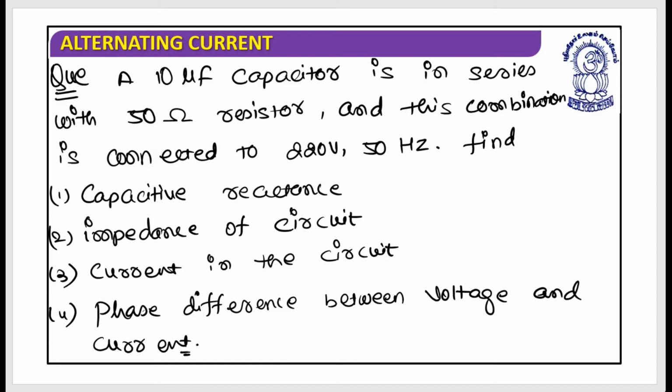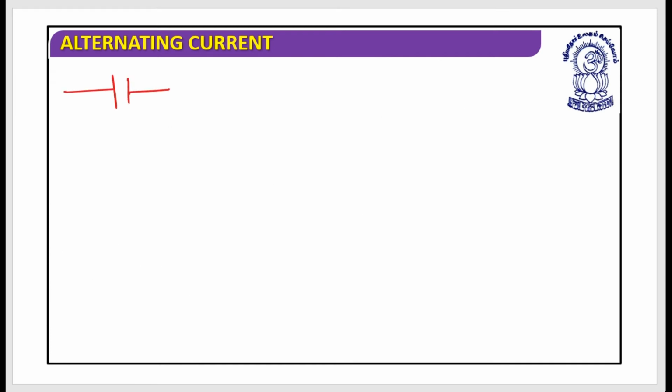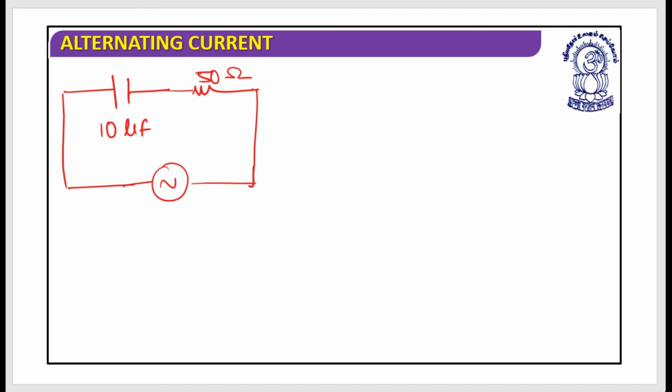So let's begin. What is given? A 10 microfarad capacitor is in series with a 50 ohm resistor, and this combination is connected with a 220 volt, 50 hertz AC supply. The situation is something like this: the capacitor of 10 microfarad is connected with a resistance of 50 ohm, and this is connected with the AC supply of 220 volt, 50 hertz.